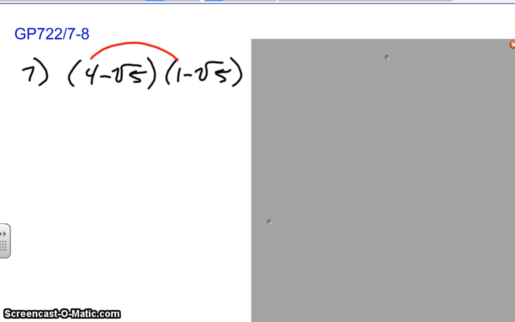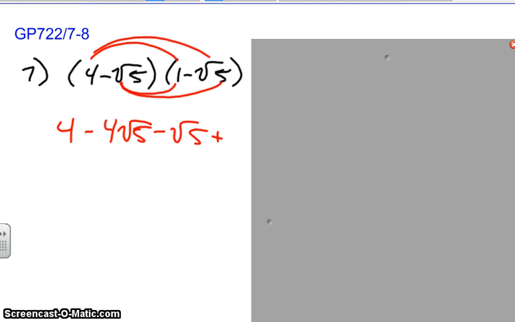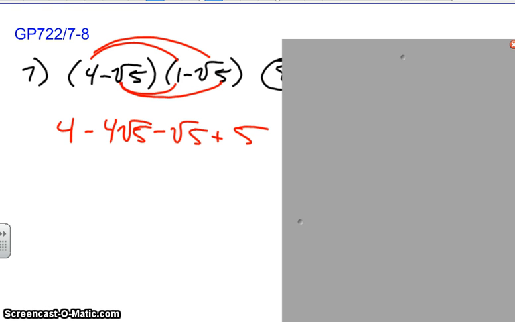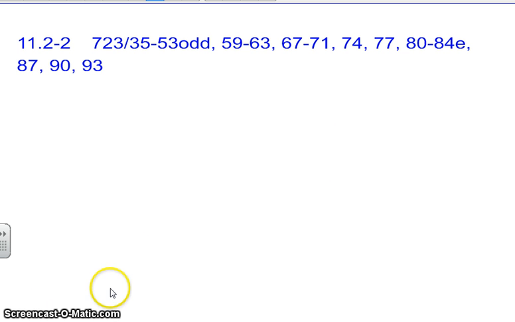4 times 1, we have 4. 4 times, I see a negative, so I'm going to put it down. 4 times that is 4 times that. I cannot put them both in a radical since one is out. Then I have negative square root of 5. It happened one time, right? And then these two give me the square root of 25, which is 5. So this is actually -1 square root of 5. This is -4 square roots of 5. So together they're -5 square roots of 5. And then 4 plus 5 is 9. Okay? So that's what you should have.